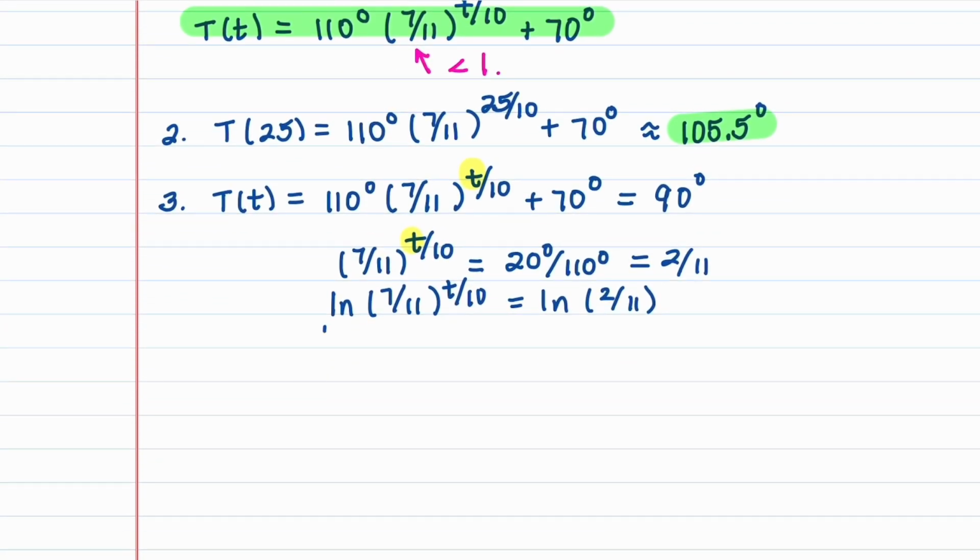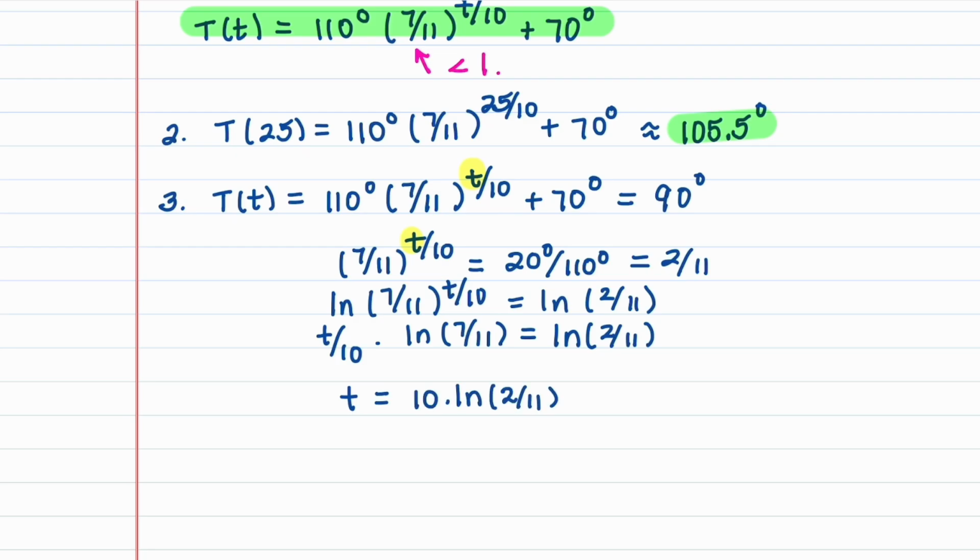We can pull the T over 10 out in front, and we have natural log of 7 over 11 is equal to natural log 2 over 11. We can then divide by natural log 7 over 11, and we can go ahead and multiply by 10 at the same time. So T is equal to 10 times natural log 2 over 11, all divided by natural log of 7 over 11. When you put this in your calculator, you find that this is equal to 37.7, and our units are minutes.